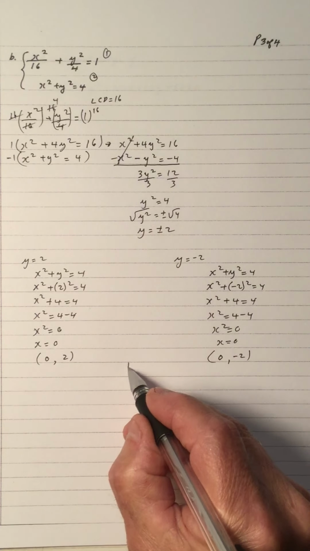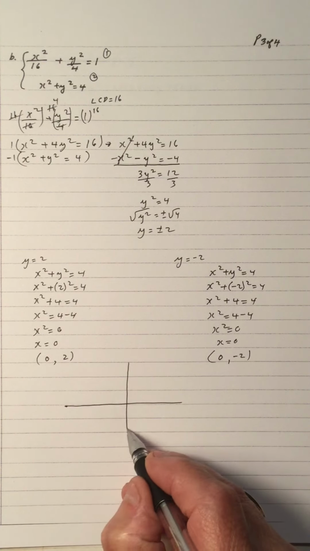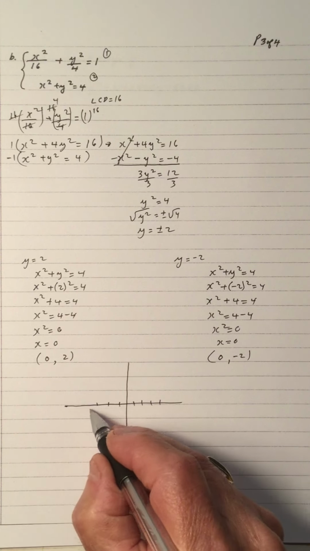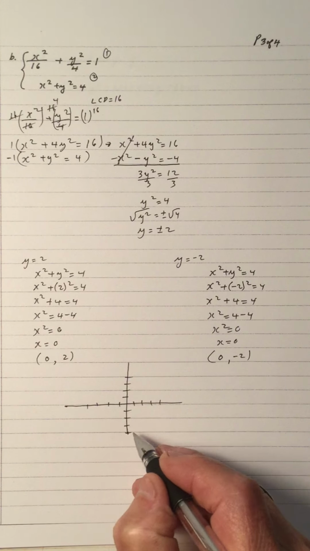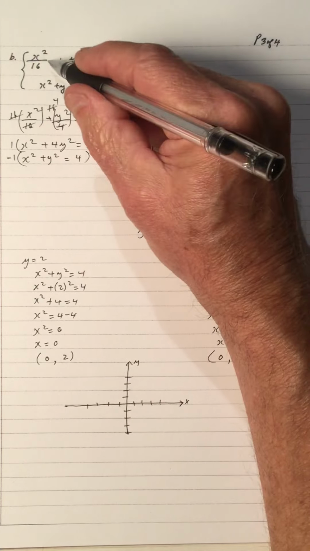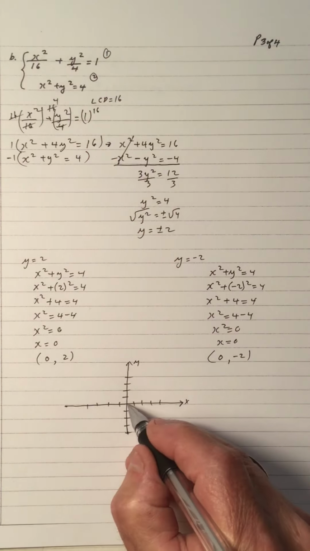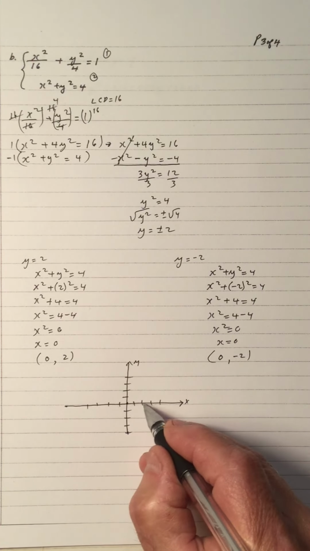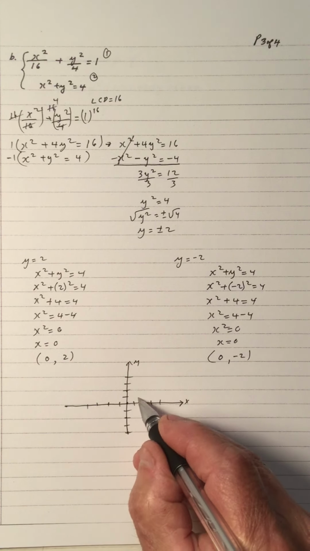And just to have a look at it, I want to look at the graph and see. So this is the x-axis and that's the y-axis. This is a circle whose center is 0, 0 with a radius of 2. Square root of 4 is 2. So center is 0, 0 with a radius of 2. 2 right, 2 left, 2 up, 2 down. So here's the circle.